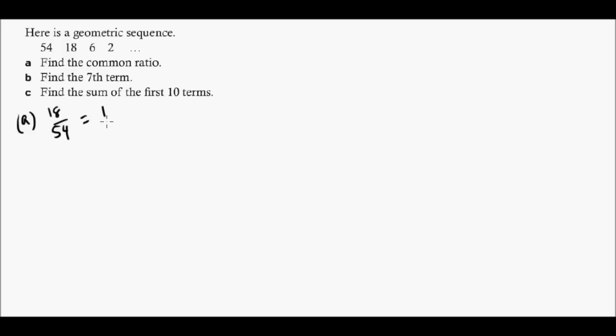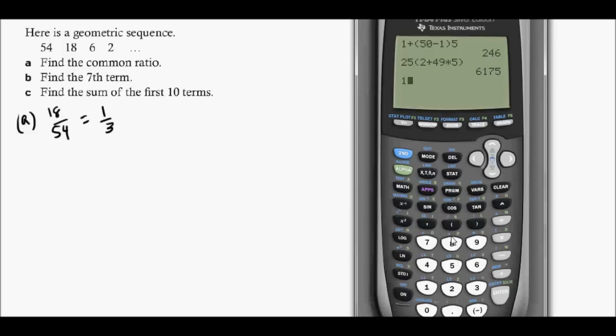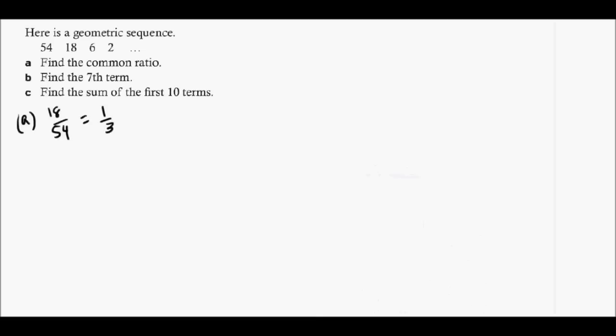It's 1/3. Now, what I would do if I were you, this is a repeating decimal, 0.3. If you did 18 divided by 54 like this, I wouldn't round it right now. Your answers are going to be off if you round it. If you don't know that that's 1/3, all you have to do is press math and then fraction, and it will give you 1/3. So I would keep it as a fraction. It makes doing these problems much easier.